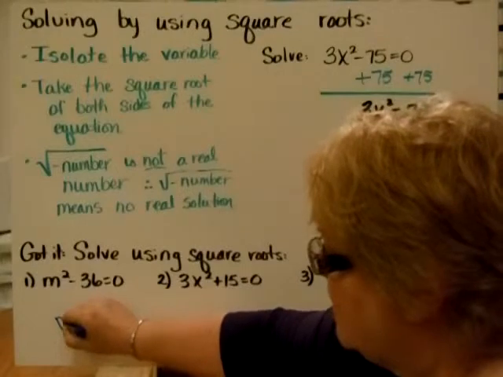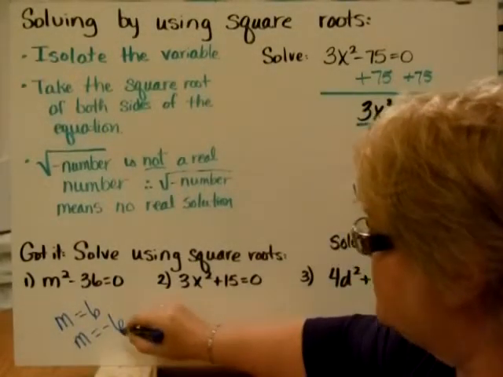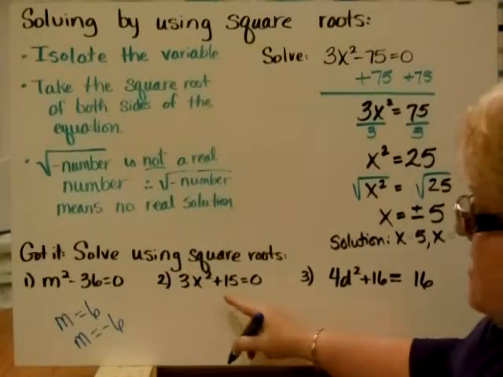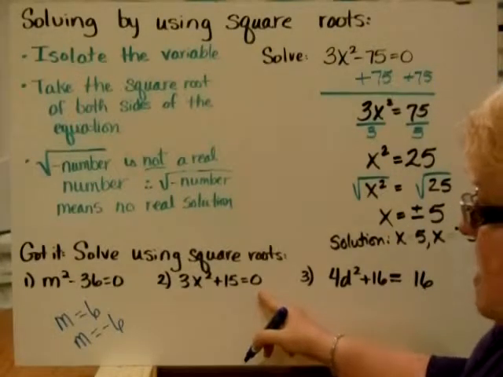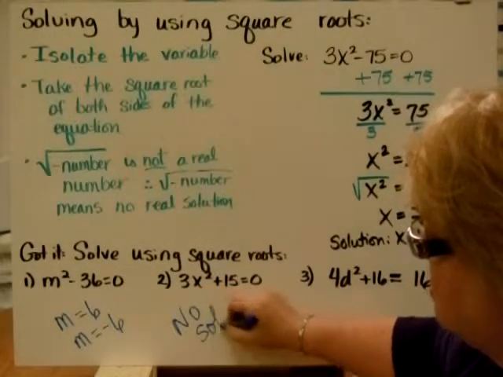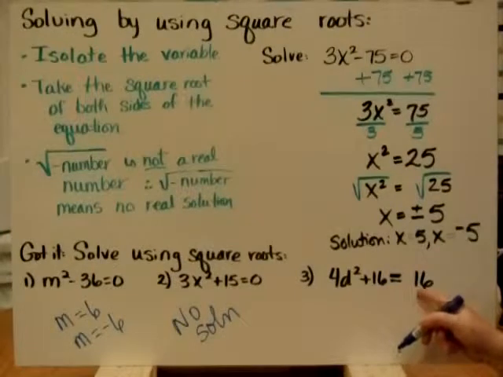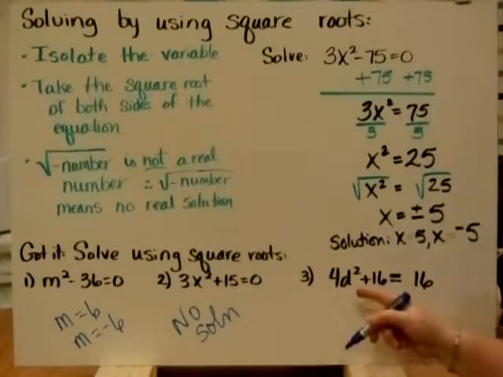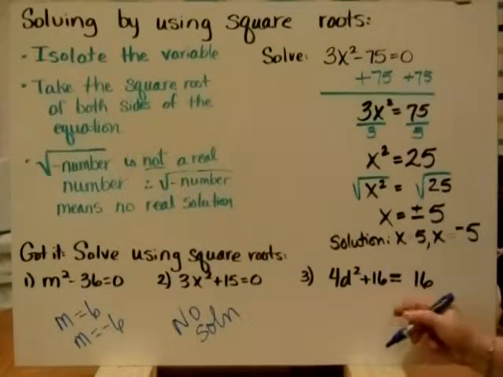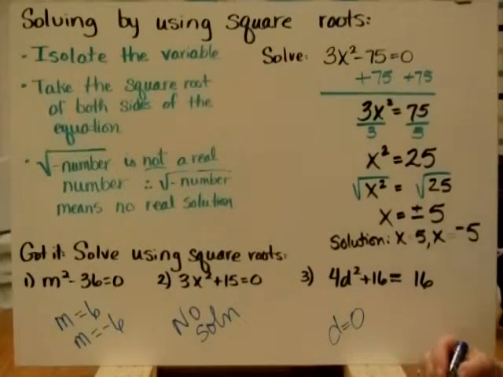On the first one, we get m equals 6 and m equals -6. On this one, when you subtract 15 from both sides, you get a negative, so this one is no real solution. And on this one, when you subtract 16 from both sides, you get 0. You divide 0 by 4, it's still 0. You take the square root, it's still 0, so the solution for this one is d equals 0.